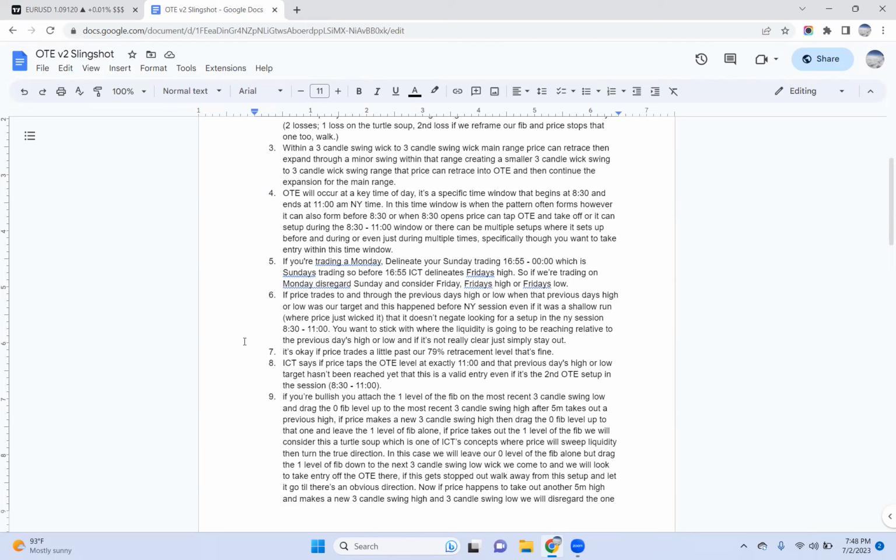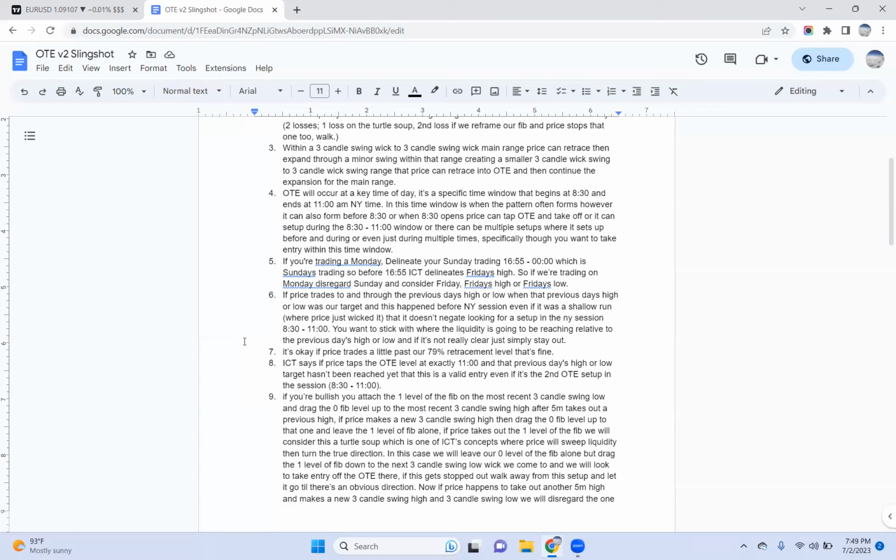If you're trading a Monday, you want to delineate your Sunday trading, 16:55 through midnight, and of course set your time to New York so it's at these times, which is Sunday's trading. So before 16:55, ICT does delineate Friday's high. So if you're targeting Friday's high or Friday's low, and we're trading Monday, you want to disregard Sunday and consider Friday's high or Friday's low. In this situation, for this specific setup, we're not really targeting the previous day's high or low, which would be Friday's high or low in this situation.